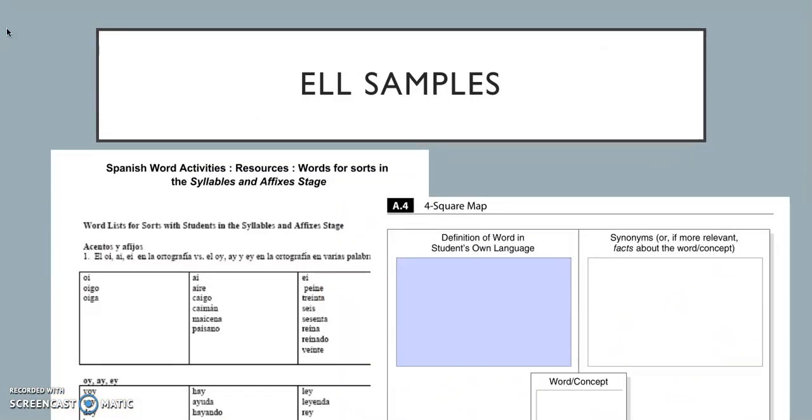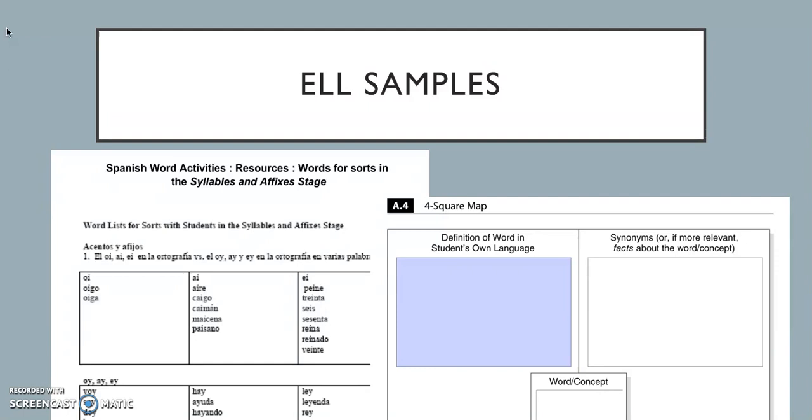So if we look on this slide here, the 4-square map, I found this really interesting. It says the definition of the word in the student's own language. What does a bushel mean to this student? Do they understand what a bushel is? Is there a word for it in Spanish? Can they describe it? So I really thought that this would be a really great tool to use with ELL students. You've got also then the expansion of the synonyms, the non-examples, the examples, and the word concept. I thought it really brought it together.